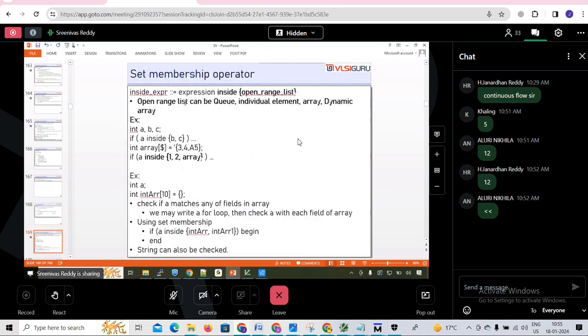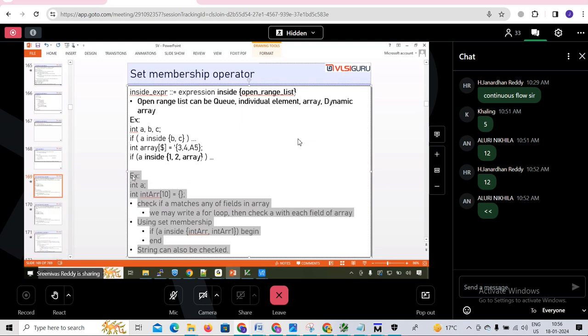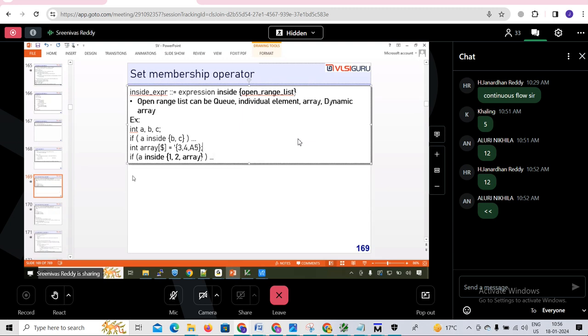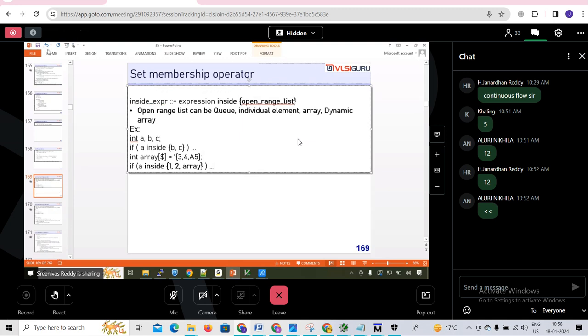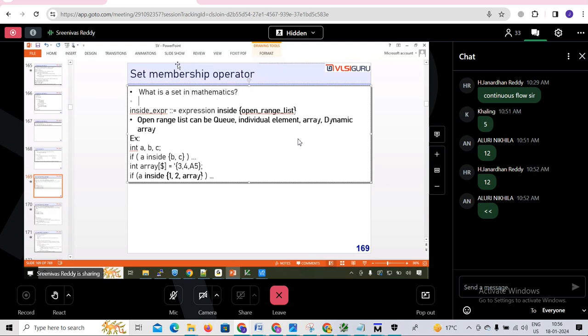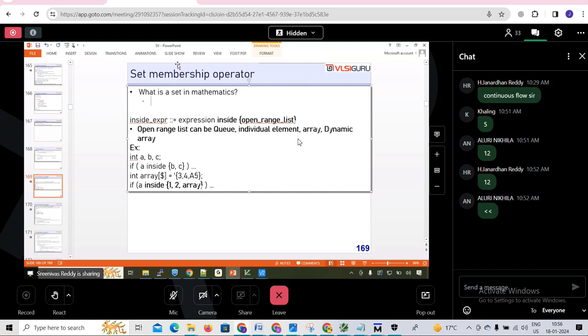Next, let's go to the next important operator called the set membership operator. What is the set membership operator? First, let's understand what a set is in mathematics. What is a set? A group of elements. A group of elements is called a set. Simple, right? Here also the same. Set means they are referring to the mathematics set only.